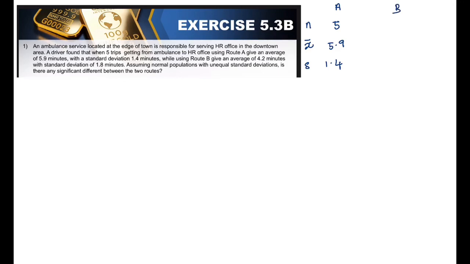gives an average of 4.2 minutes, with a standard deviation of 1.8 minutes. Assuming normal population with unequal standard deviation, is there any significant difference between the two routes? So there are two keywords here. First, unequal standard deviation, so sigma 1 not equal to sigma 2. Second, is there any significant difference between the two routes?